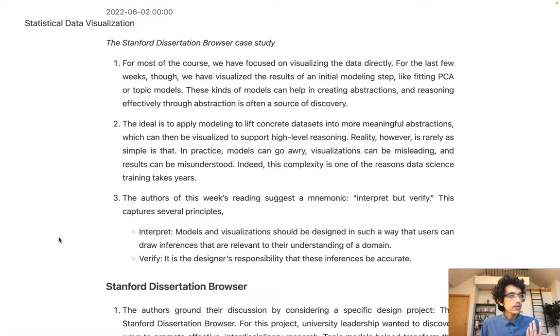Now, the difficulty is that in practice, it can be actually really challenging to learn the right abstraction. You might fit a model, think everything is great, but then realize after the fact that those abstractions are not actually that faithful to the raw data. This is one of the complexities of doing data science. So how can we address this? This paper has some interesting suggestions.